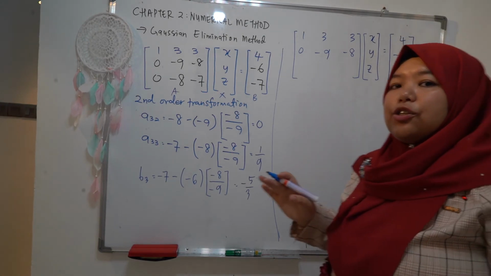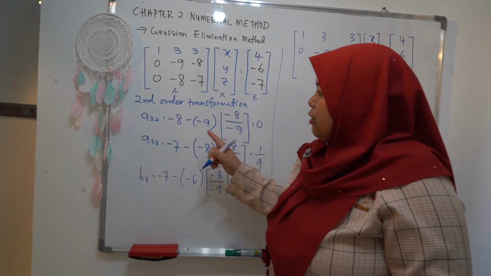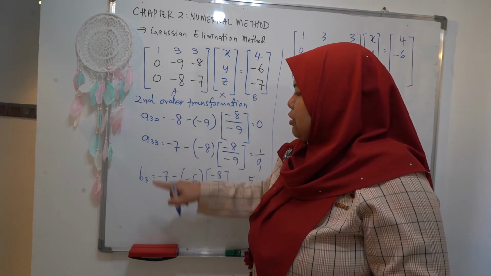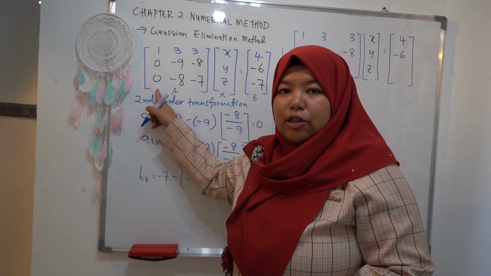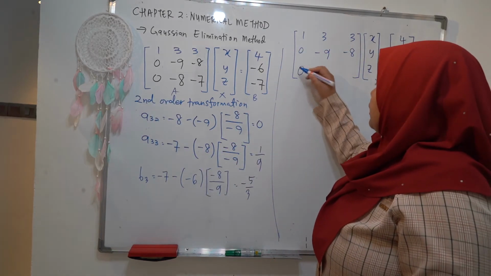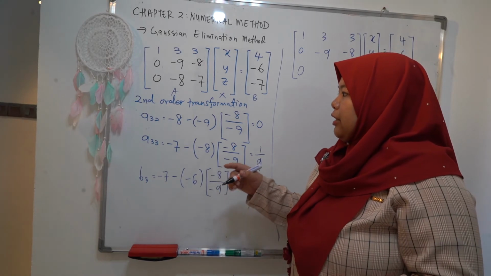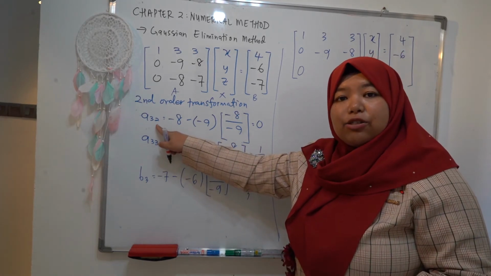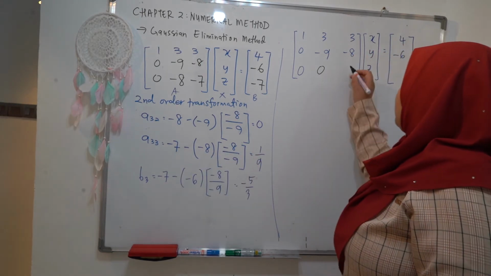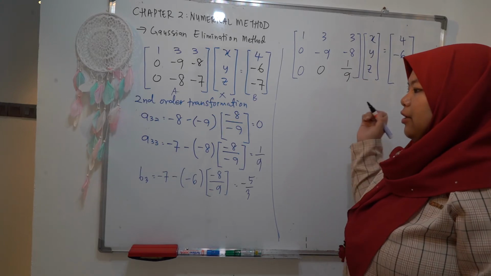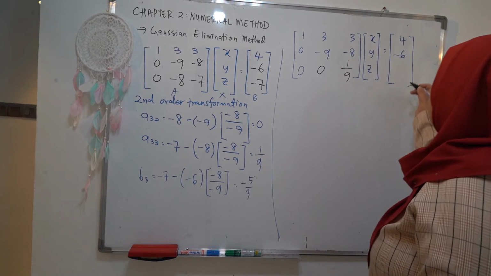As you know, for the second order transformation, I change the numbers in A3 to A33 and B3. For A31, it is 0, so I can write the new numbers. For A32 it is 0. For A33 it is 1/9. For B3 it is -5/3.